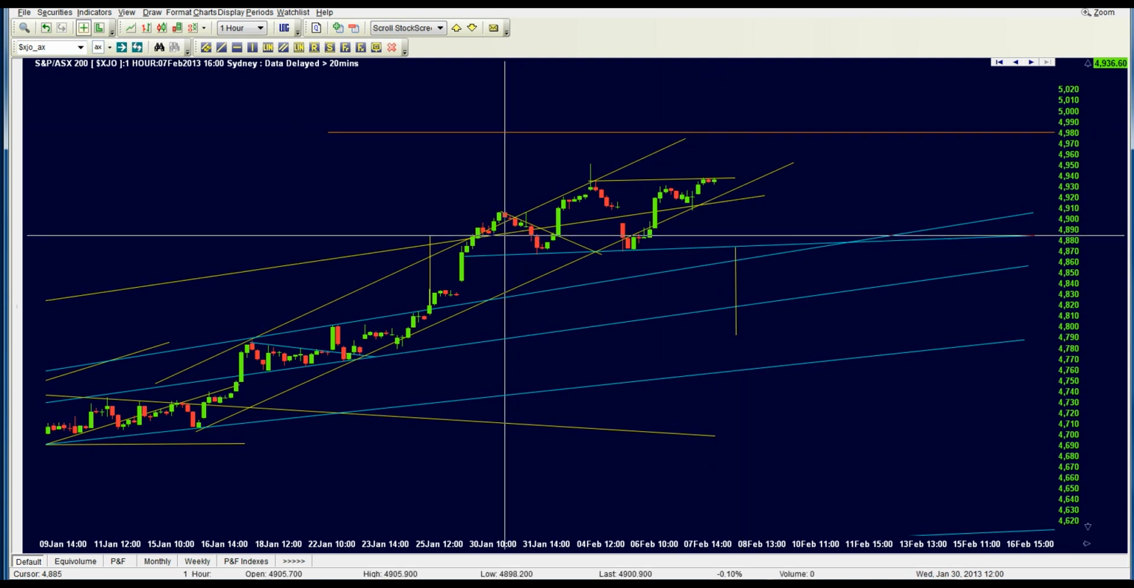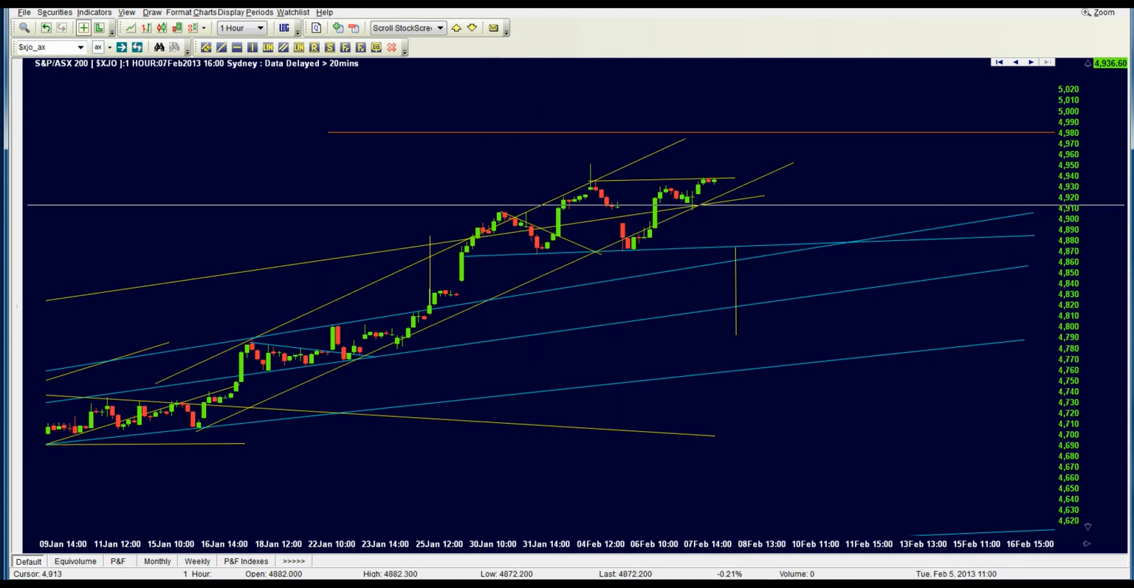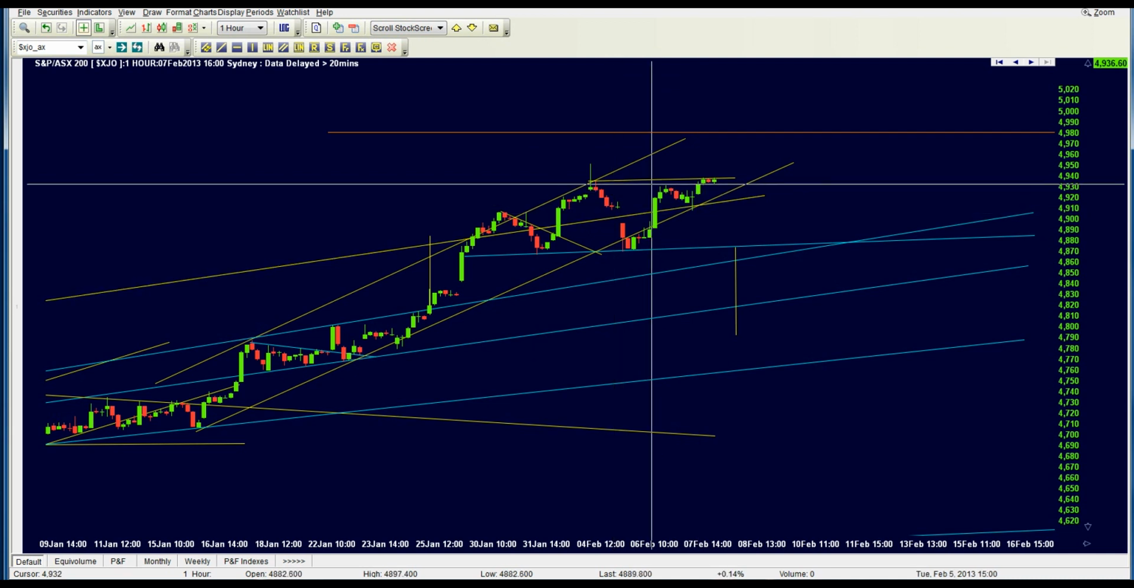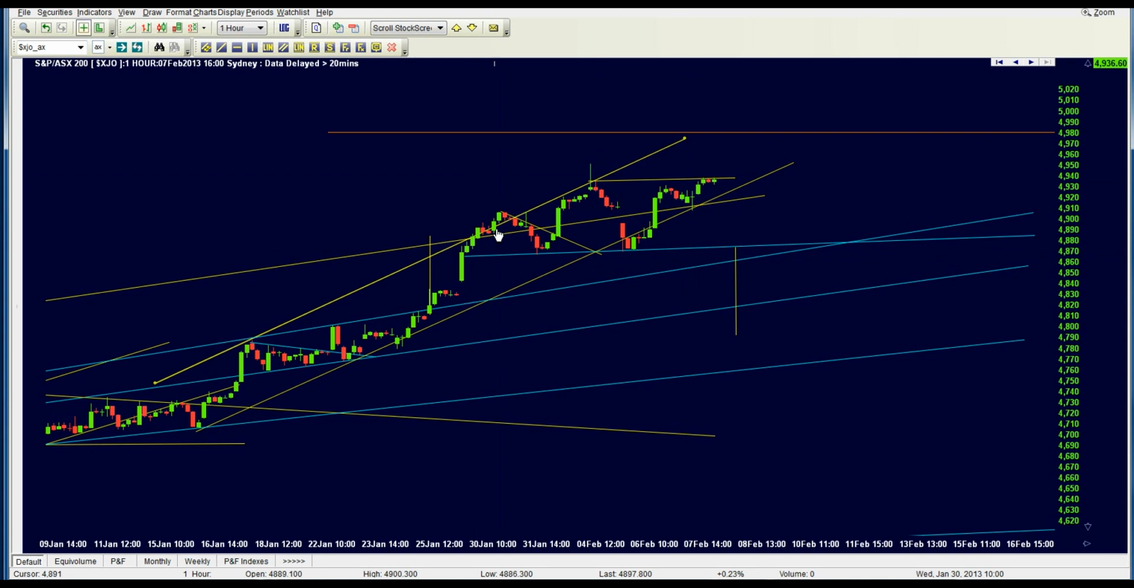The other thing that I want to point out is this blue neckline that we've got drawn. This is a potential neckline to a head and shoulders top. Now we were looking at a left shoulder here, a head, and potentially a right shoulder that's forming. But the fact that the market has come up today and met the same level as the head, well, we need to keep an open mind now that we may be looking at a larger left shoulder, just as what we're looking at now in the S&P 500.